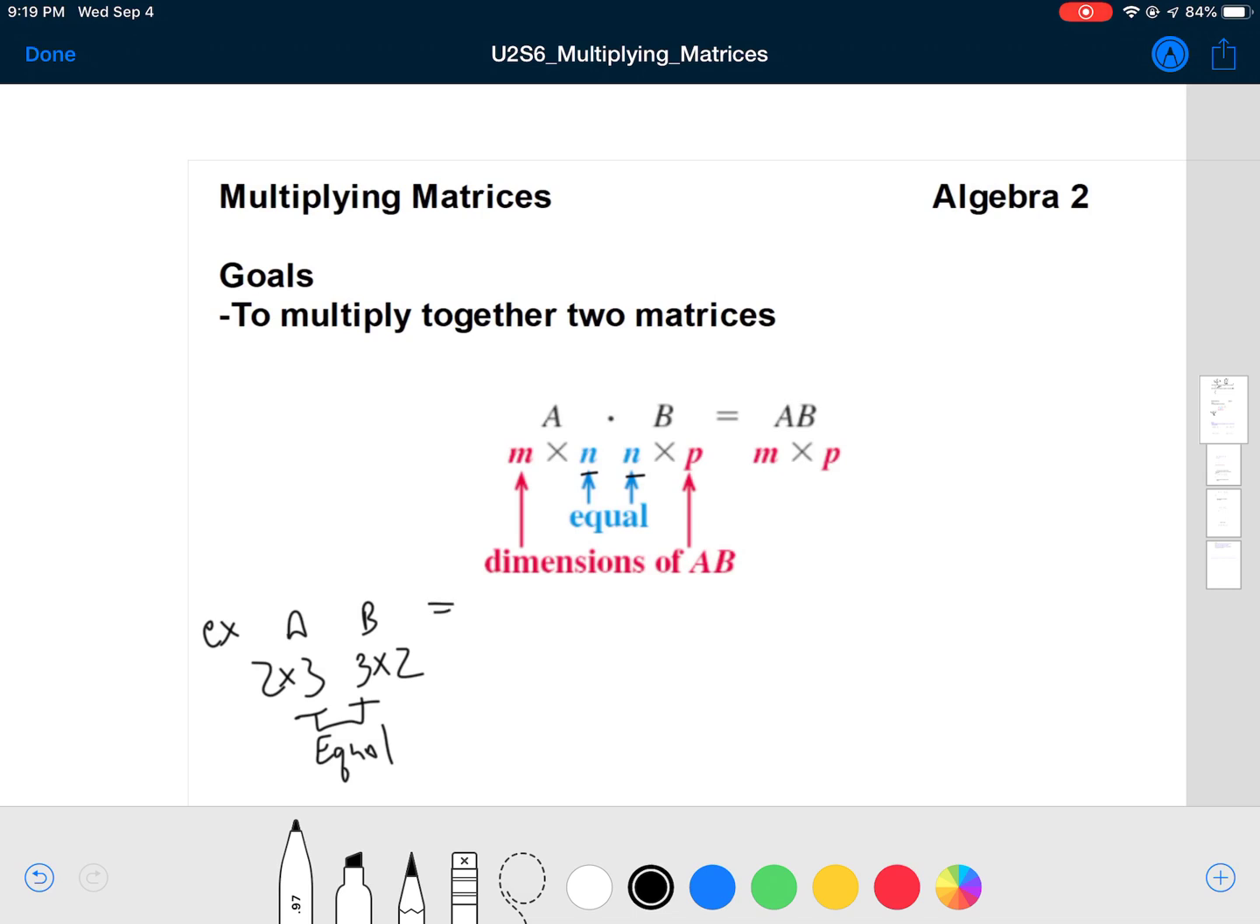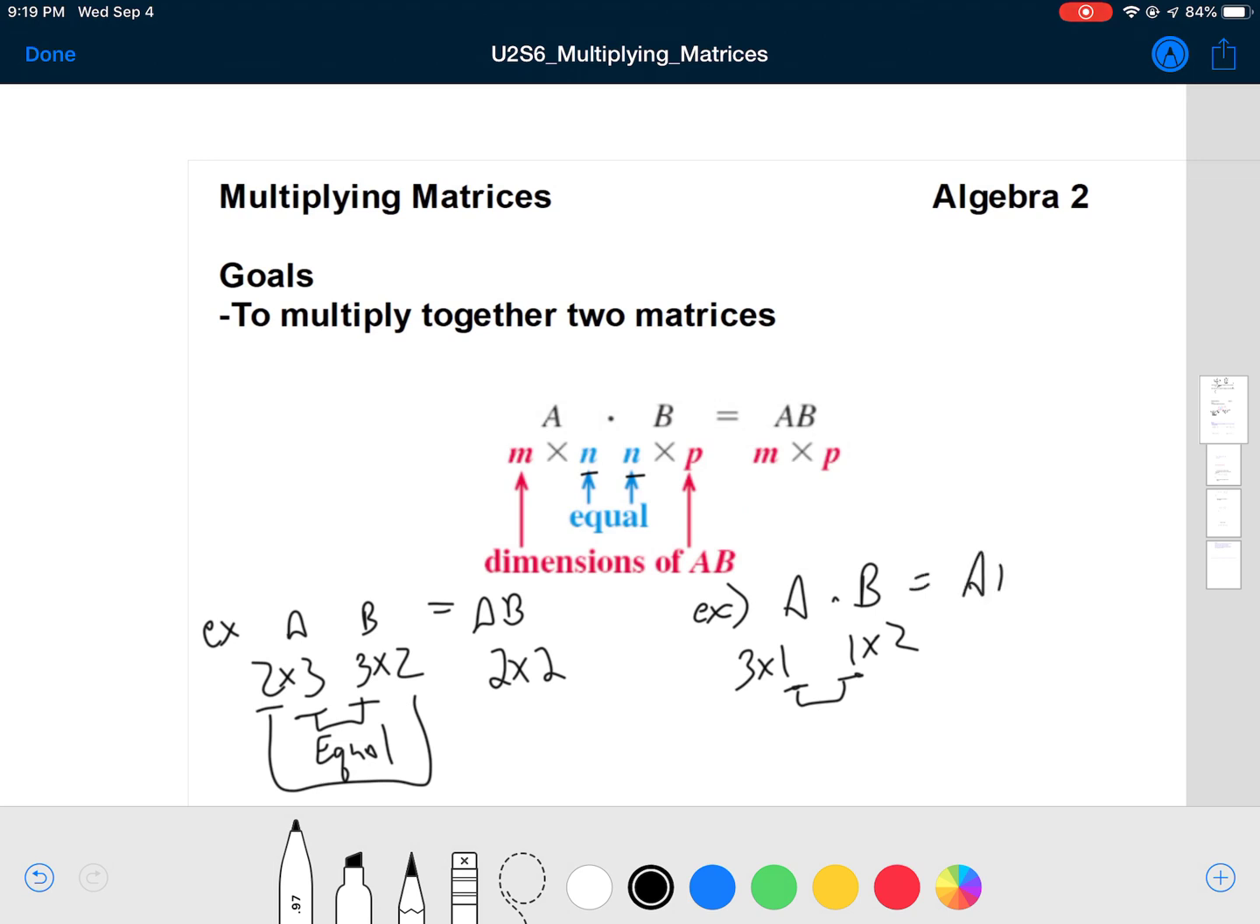And in fact, for the product AB, the two outer numbers, this 2 and that 2, will tell me the dimensions of my resulting matrix. So here we go, another example. Let's say that A is a 3 by 1 and B is a 1 by 2. Because the inner sides there are equal, I can multiply them together to get AB. And my AB will look like a 3 by 2.